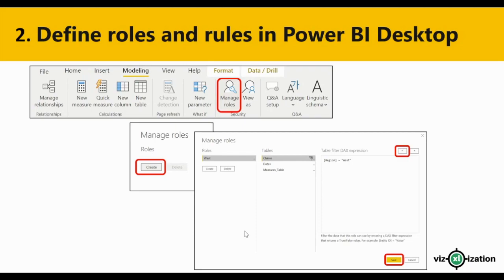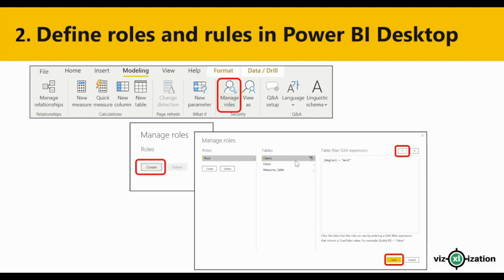Define roles and rules in Power BI Desktop. What you guys are seeing here is, of course, a screenshot, and this is Power BI Desktop. If you want to create roles, the first thing that we want to do is go to the modeling tab and then select the option Manage Roles. After you do that, there's a new window, Manage Roles, and then you need to hit the Create option right here. A new window pops up, and then you can start creating new roles here.